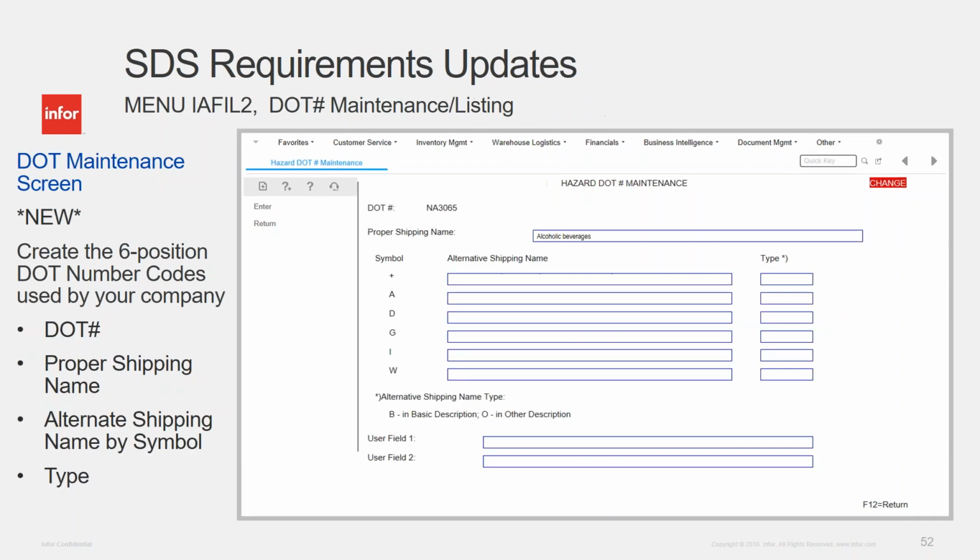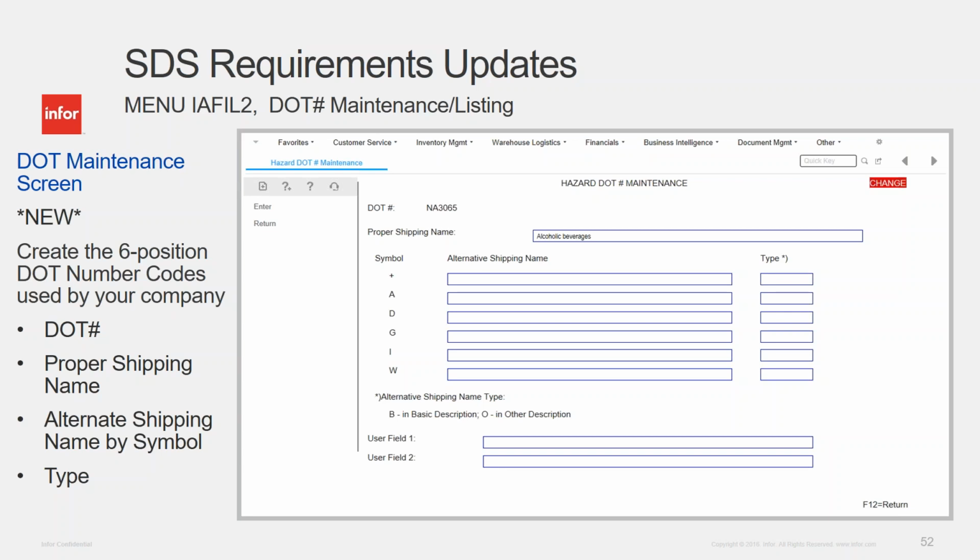DOT number will be available now as a question mark window field. For you techies, these values are saved in a new file, the hazardous DOT standard listing for this maintenance option. And this is what the screen looks like. Take a good second, look at it. So now we're going to talk about the data fields.